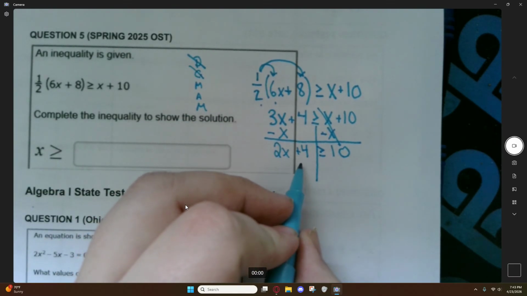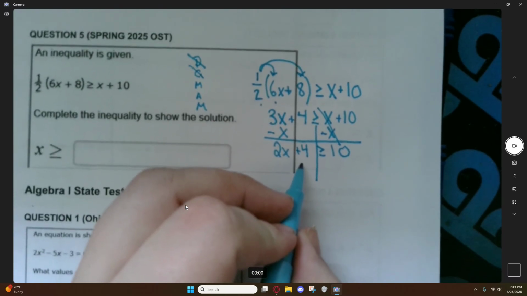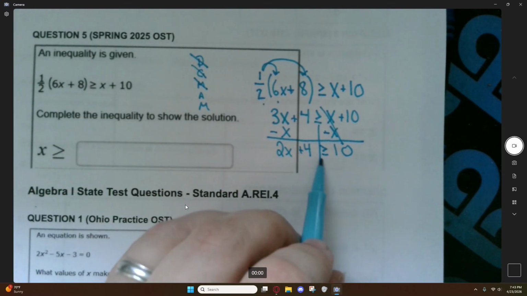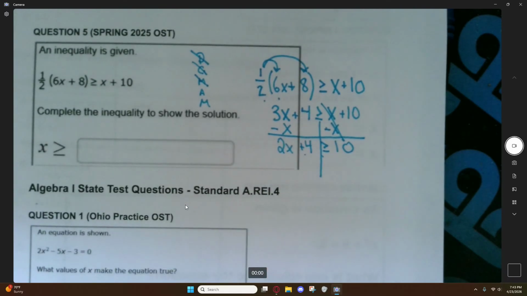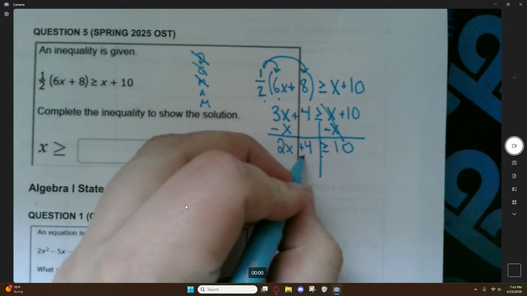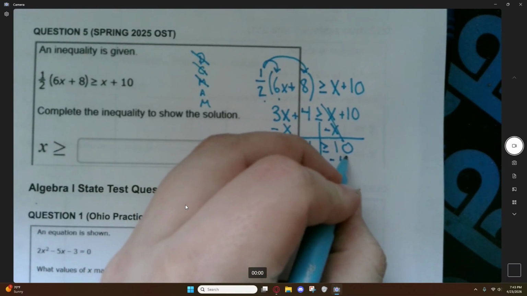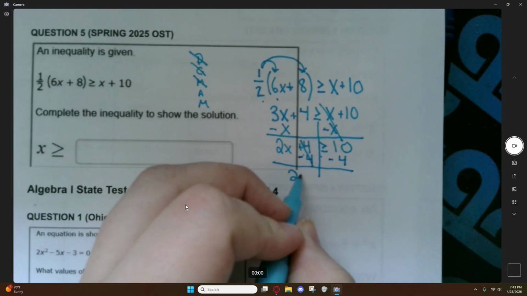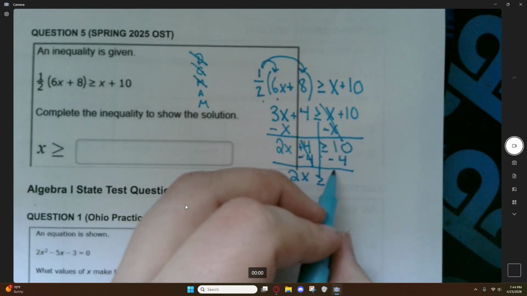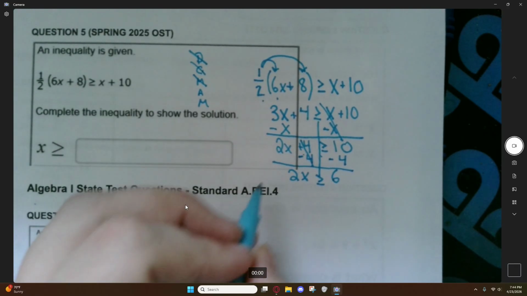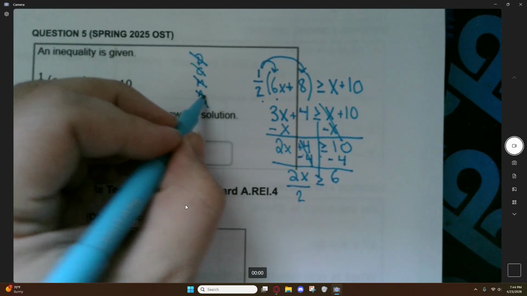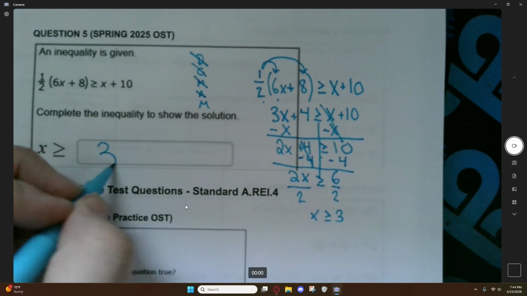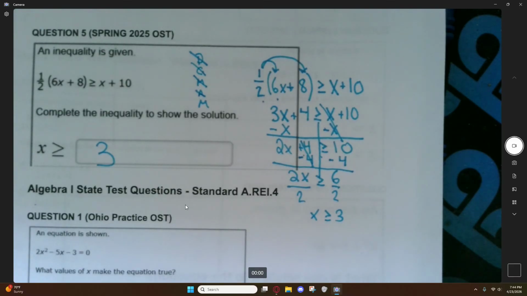Then you're going to have to do addition and subtraction. So we do addition and subtraction. We're getting rid of our addition and subtraction, which means we're getting rid of this 4 because it's on the same side as x. So to get rid of this 4, I'm going to subtract 4 from both sides. You're going to get 2x is greater than or equal to 6. And then divide, because you're doing multiply and divide. Divide both sides by 2. You get x is greater than or equal to 3. There you go.